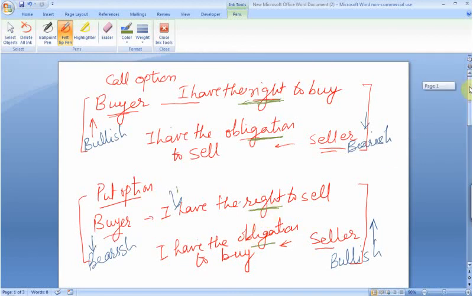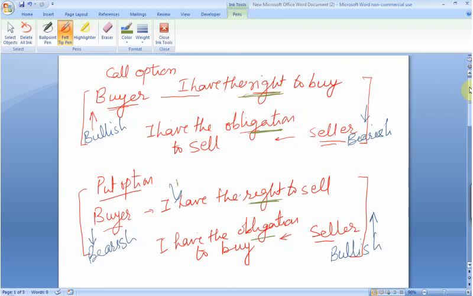And so this is buying and selling a call option, and we'll talk more about this in the next video.